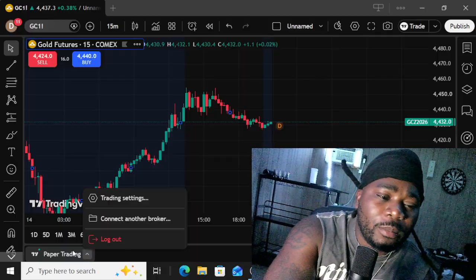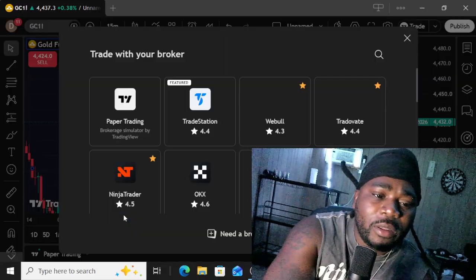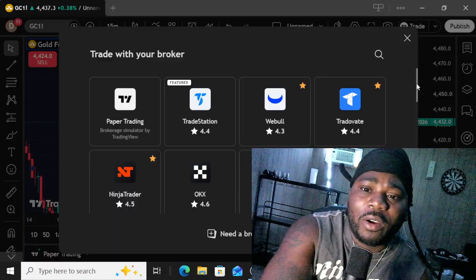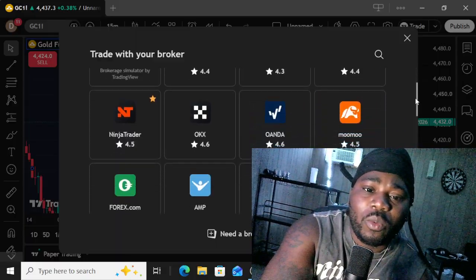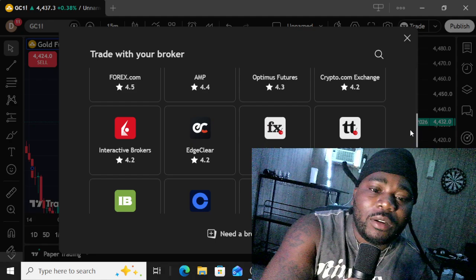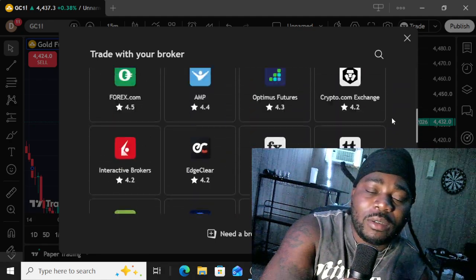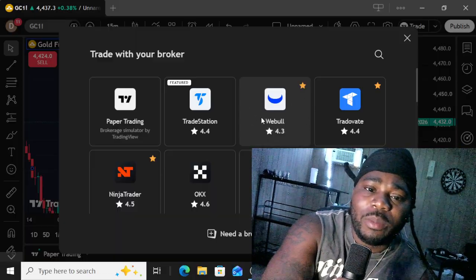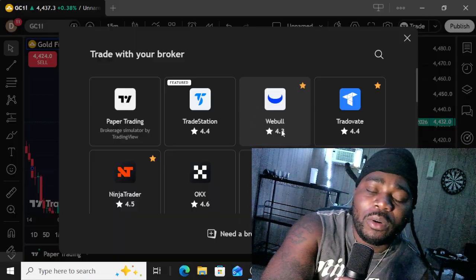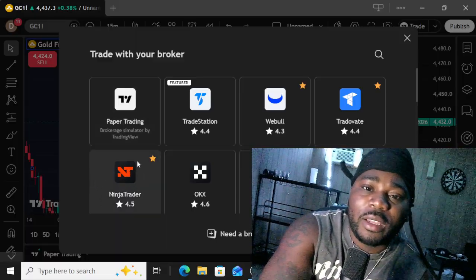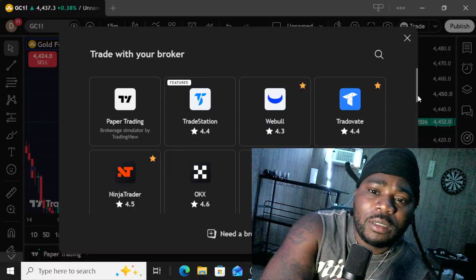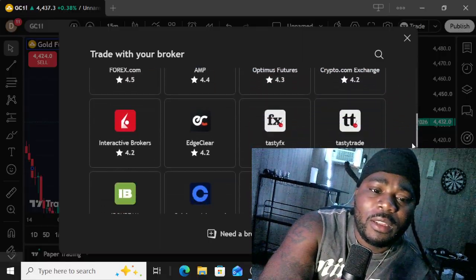You will come here and connect a broker. These right here are your brokers. They have all kinds of brokers, and you have to go through and pick which one fits best for you. You might be familiar with one. Webull is a good broker. NinjaTrader is one that I use. They have plenty more, but these are brokers.